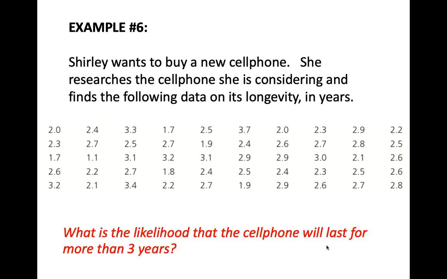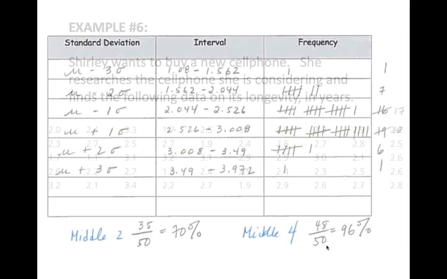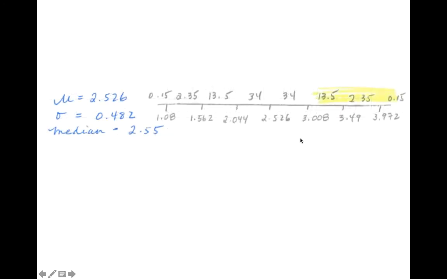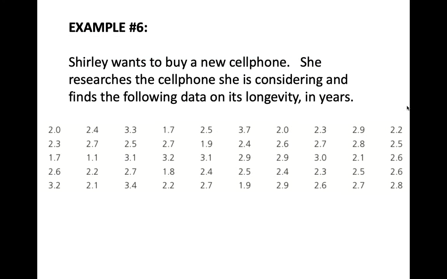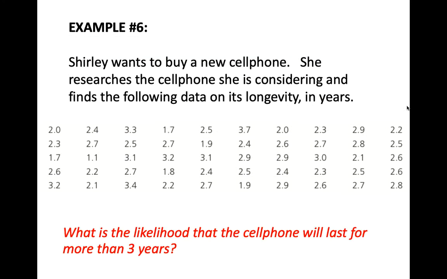So once you have this in place, the question is, what is the likelihood that the cell phone will last for more than 3 years? Now, what I'm going to do is go back to the diagram I created right here. More than 3 years would be from this point forward. That's 13.5 plus 2.35 plus 0.15. A total of, sorry, I've just blanked out because I've been on another planet. A total of 16%. Okay, sounds good. So in other words, what is the likelihood that the cell phone will last for more than 3 years? About 16% chance that it will do that.